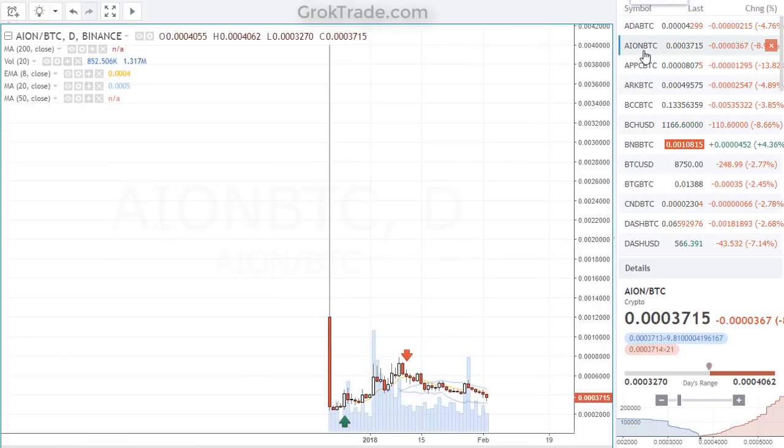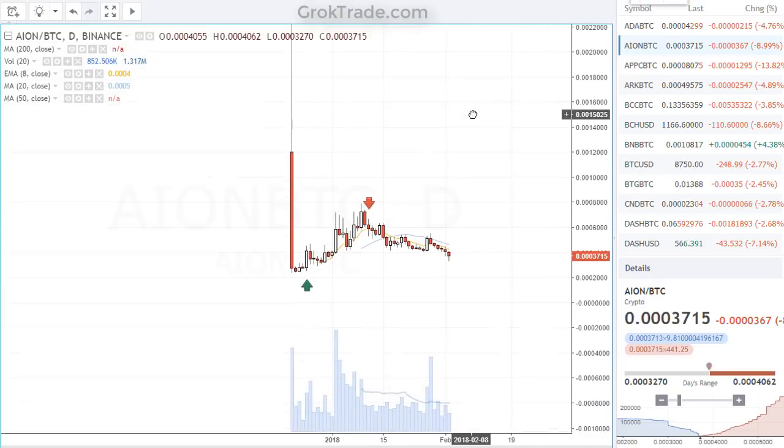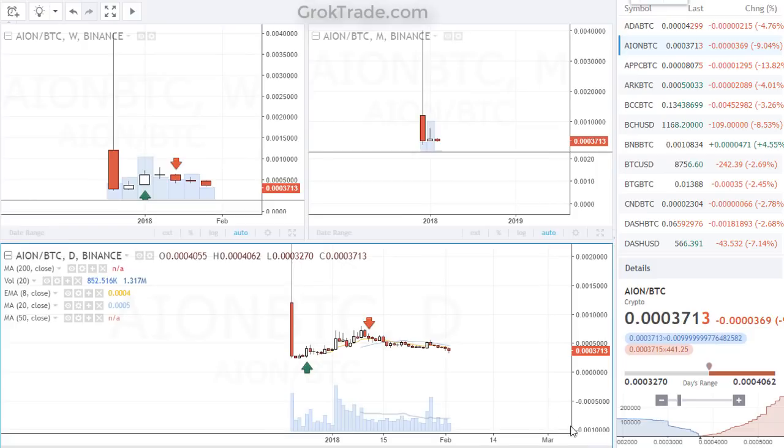IOTA, you can see that this one, we've got a sell on it. We're down, down, down, down, and down. But again, it looks like it's trying to find a bottom, like it's wanting to go higher. If I look here at the weekly chart, we do have a sell on it and we are going lower.